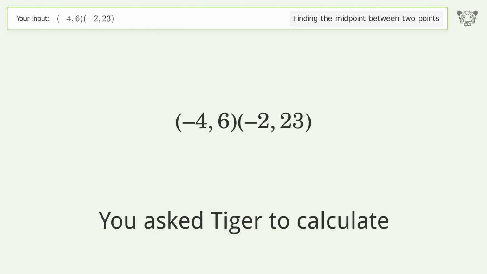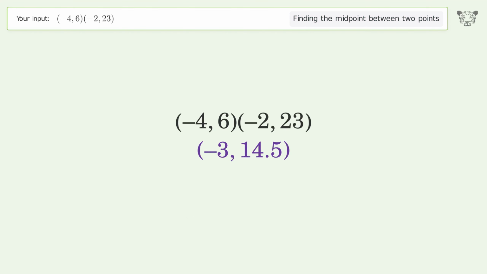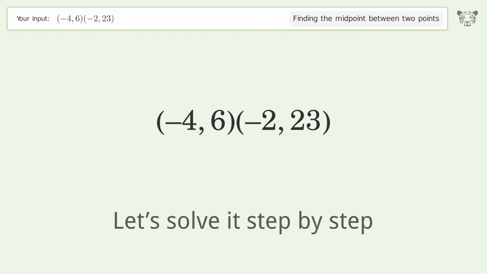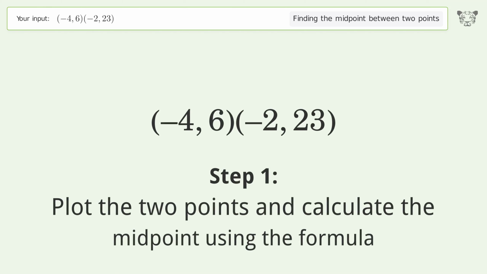You ask Tiger to calculate. This deals with finding the midpoint between 2 points. The midpoint between the 2 points is -3, 14.5. Let's solve it step by step. Plot the 2 points and calculate the midpoint using the formula.